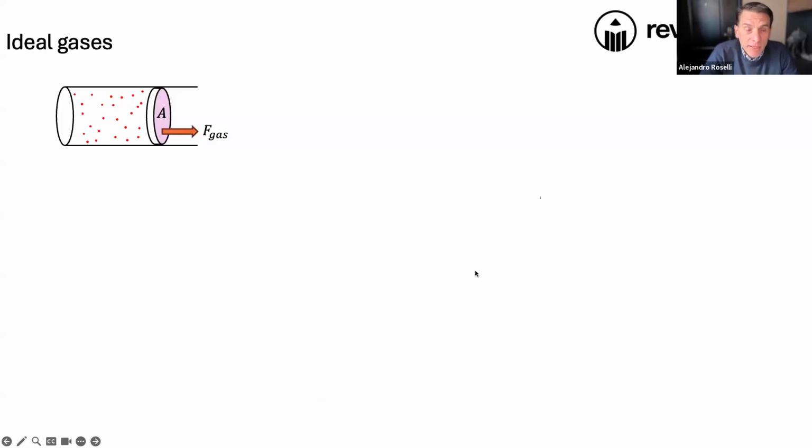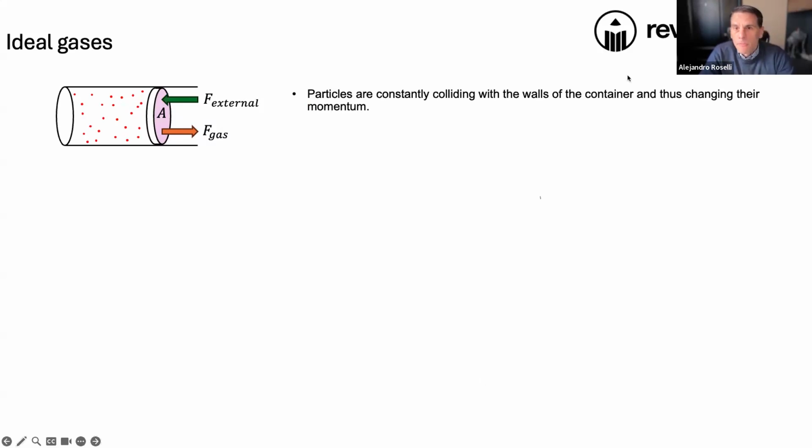Those particles will be moving and colliding among each other, and with the walls of the container, creating a pushing force. Gas wants to expand itself, and if that force is balanced by an external force, the volume might or might not remain constant, only if those two forces are balanced. So, particles are constantly colliding with the walls of the container and thus changing their momentum. This is a key characteristic. We will be visiting this concept quite a lot. Whenever particles change their momentum, a force is created, because a force, as you might know from Newton's laws, is required to change the momentum of a particle.